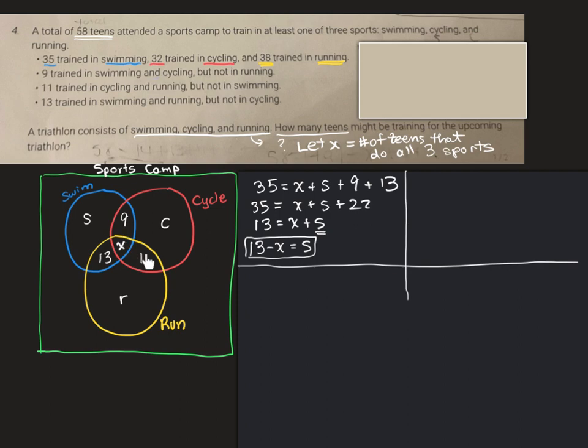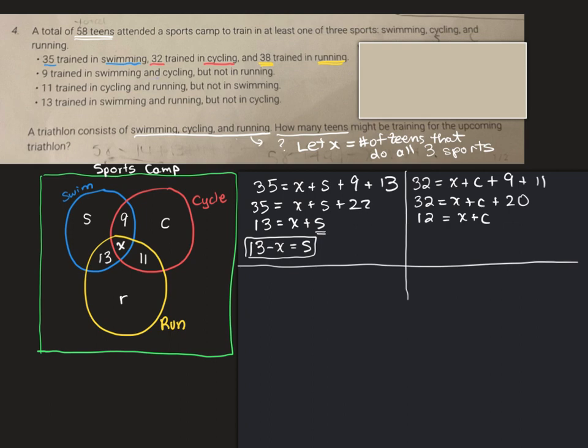Now let's go on to 32 trained in cycling. So everything in the red circle, the cycling circle, 9, C, 11, and X, will add to 32. So we go 32 equals X plus C plus 9 plus 11. And we can add the numbers again. So 32 equals x plus c plus 20. And then let's get that 20 to the other side by subtracting 20 from both sides: 12 equals x plus c.